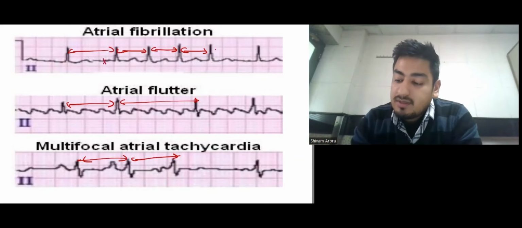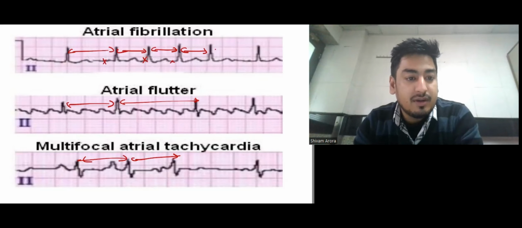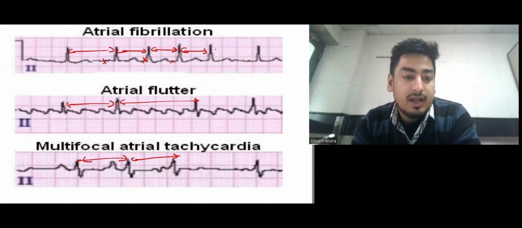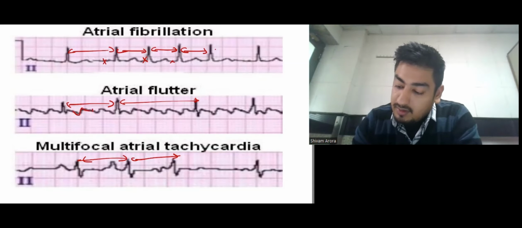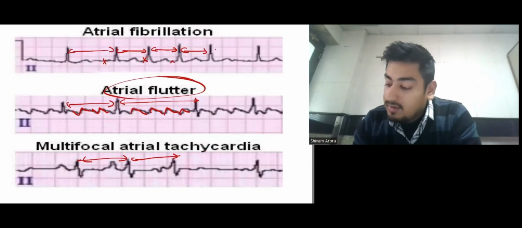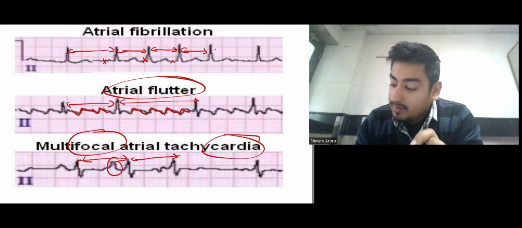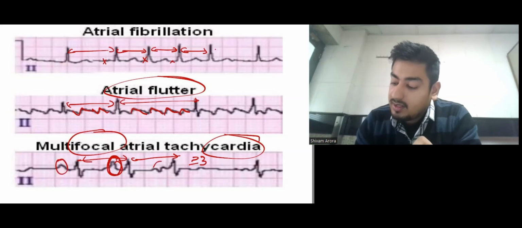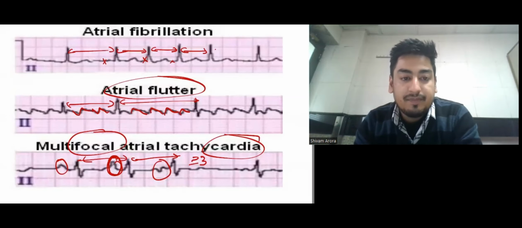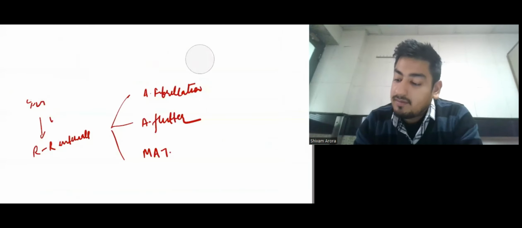So in atrial fibrillation there will be no visible P waves at all. So in the first ECG you did not see a P wave anywhere. So this is atrial fibrillation. In the second ECG we have sawtooth like P waves. So this is a P wave, this is a P wave, this is a P wave, and so on. So we have sawtooth like P waves in atrial flutter. And in multifocal atrial tachycardia, we have one P wave before every QRS, but there are three or more than three different morphologies of P wave. Like here we have one morphology, another morphology, another morphology. So this is multifocal atrial tachycardia.